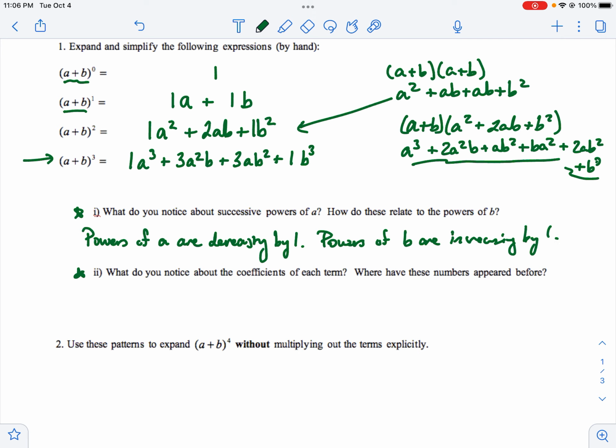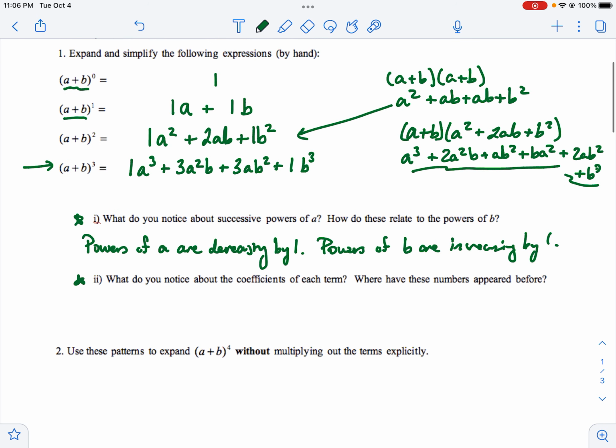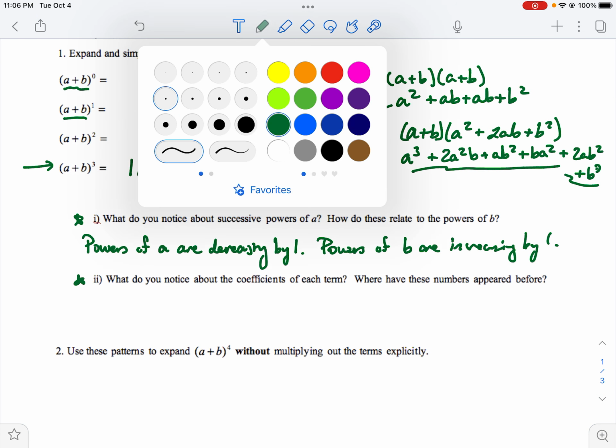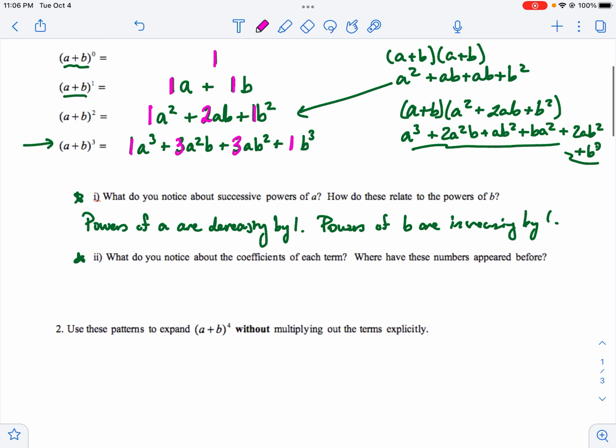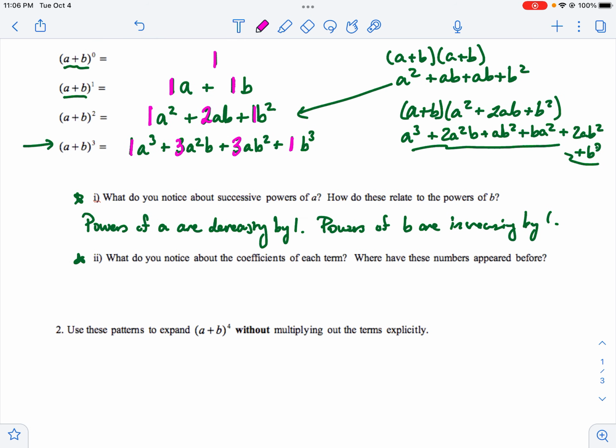And then the other thing to notice is, what about the coefficients? So you may have wondered why I wrote it the way that I wrote it up here. But if you look, those coefficients are 1 and 1. Those coefficients are 1, 2, 1. Those coefficients are 1, 3, 3, 1. And by golly, hopefully you can see that we have Pascal's triangle. They are from Pascal.